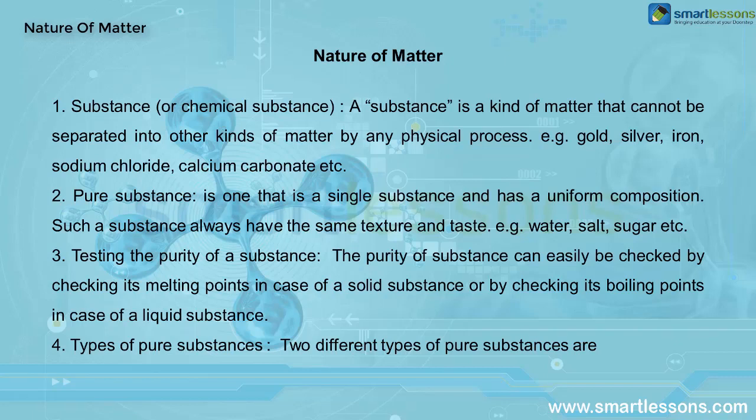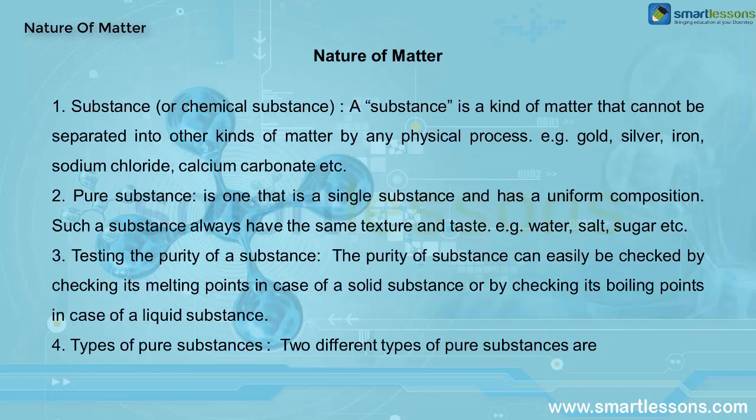Now, a substance or chemical substance is a kind of matter that cannot be separated into other kinds of matter by any physical process. Examples of substances are gold, silver, iron, sodium chloride, calcium carbonate, etc. A pure substance is one that is a single substance and has a uniform composition. Such a substance always has the same texture and taste. As examples, water, salt, sugar, etc.